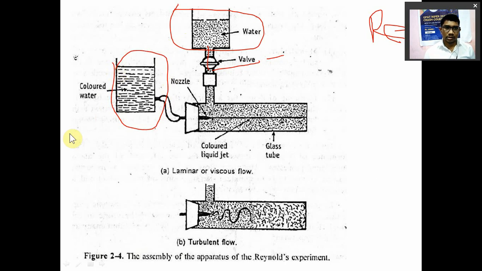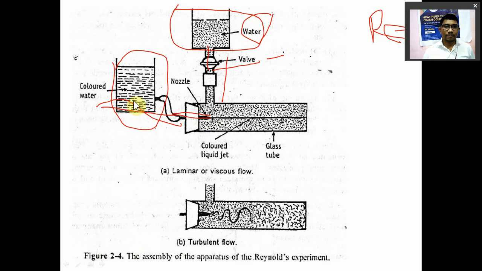Now this colored solution can be introduced at this point through a nozzle, and the flow of water will be controlled through the valve. When there is a low velocity of this water, यहाँ पे जब water slowly जाएगा, low velocity of water, this colored solution is introduced in this column at any point in the form of a fine thread, in the form of a fine layer.